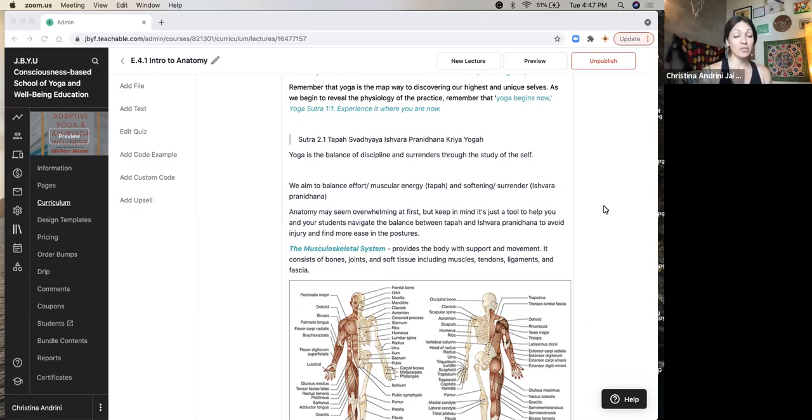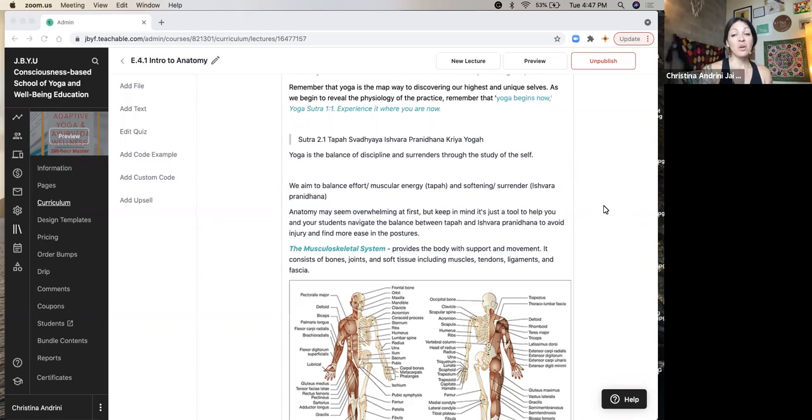will, if you remember from our yamas and niyamas, it's part of those niyamas. And we aim to balance that effort muscularly and energetically. That's the steadiness and comfort that we've spoken about before, that sthira and sukham, steadiness and comfort, which we learned back in pranayama.